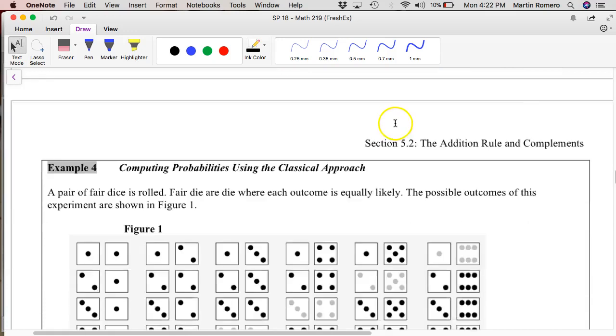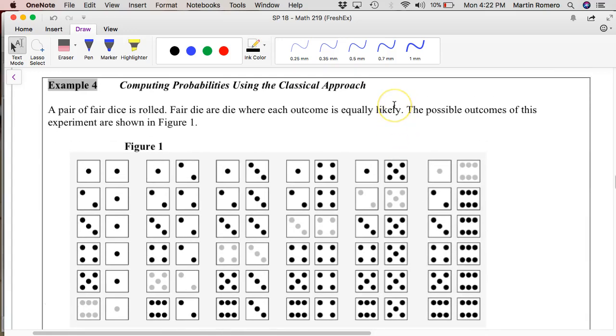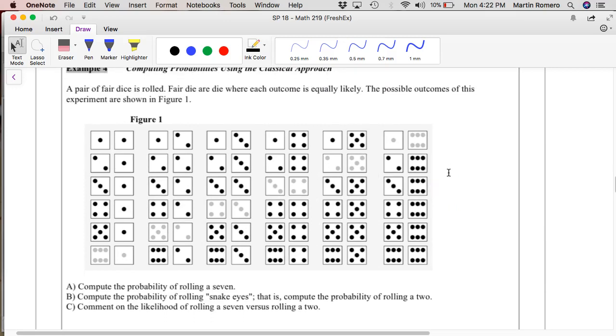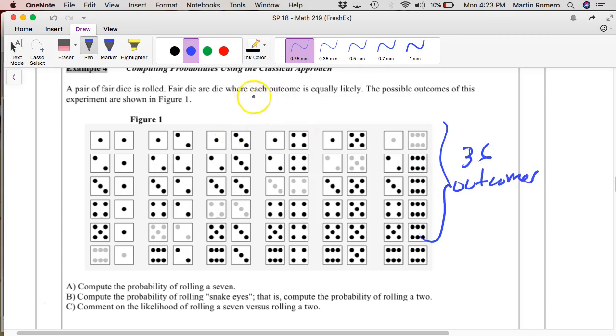Looking at some examples using the classical approach, dice and gambling are very common ways to look at probability. There are a lot of other ways, but this is a traditional way. What you're looking at here are all the different possible outcomes when you roll two dice. 1, 2, 3, 4, 5, 6. 6 times 6, there are 36 outcomes within here. Each outcome is equally likely. The possible outcomes of this experiment are drawn here.